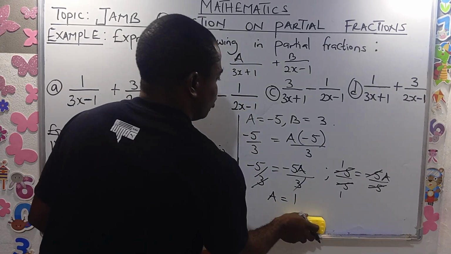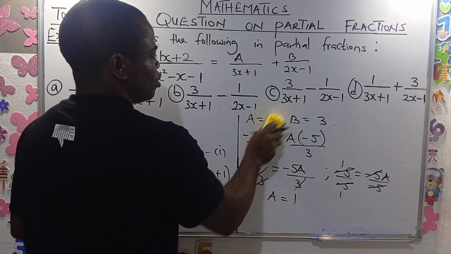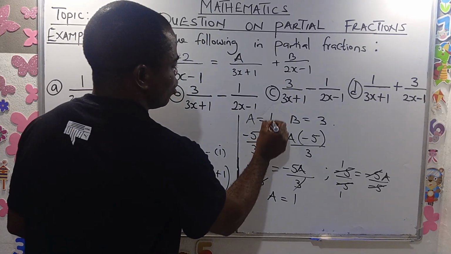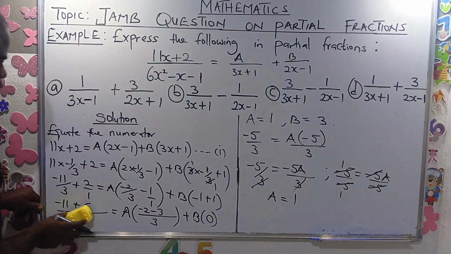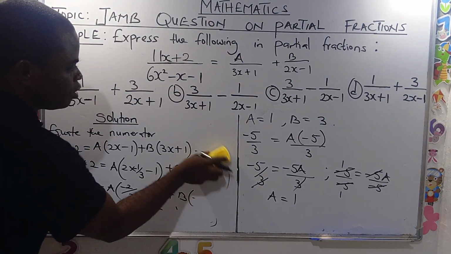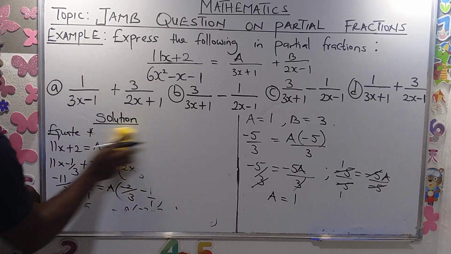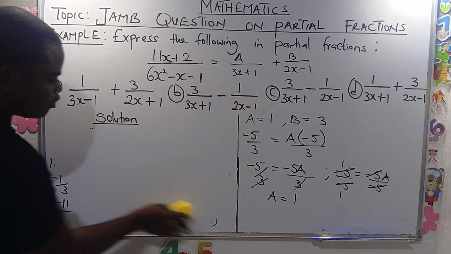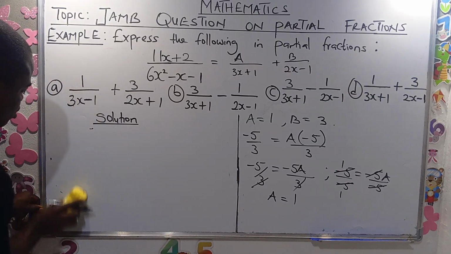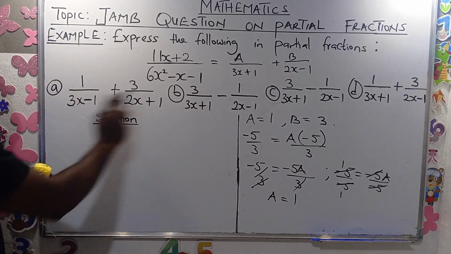Your A is 1. Now do your substitution back. Your A is not minus 5. Your A equals to 1. Now you go back to your equation and do your substitution. It's a JAMB question. You have to be very fast when doing it. The option will be given to you. You can see the option.